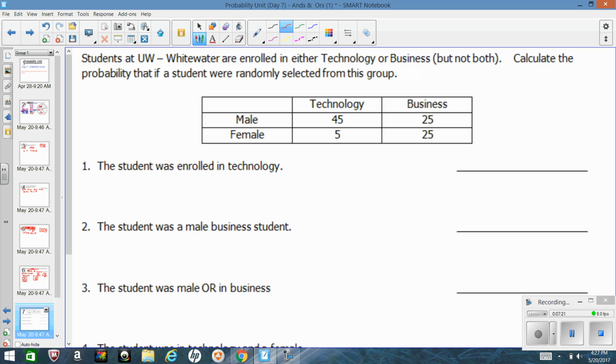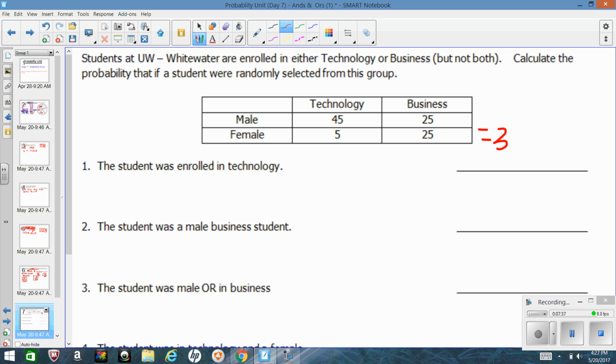All right, back page. Last example. So it says, students at UW-Whitewater are either enrolled in technology or business, but not both. Calculate the probability if the student were randomly selected from this group. So first of all, let's add up our totals.